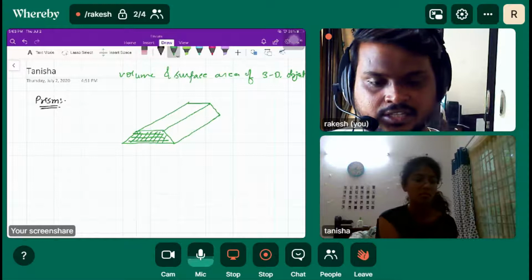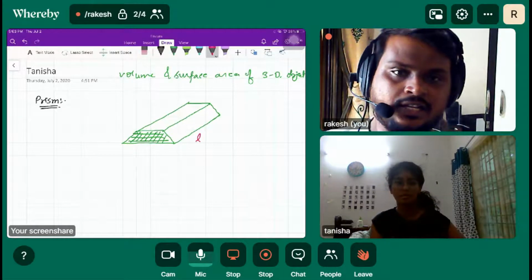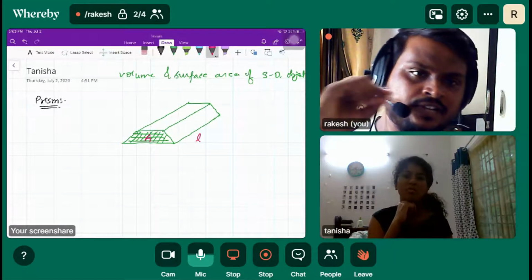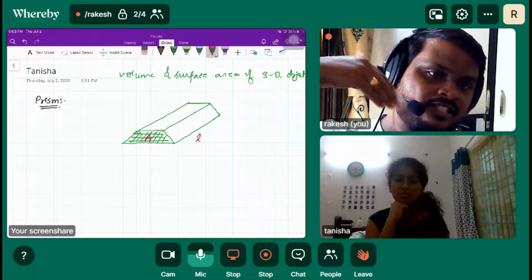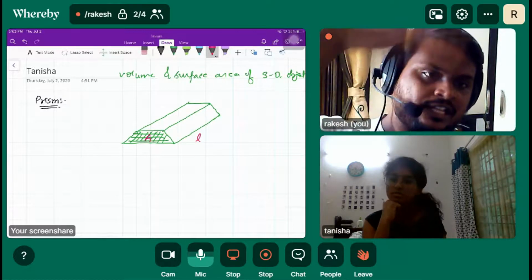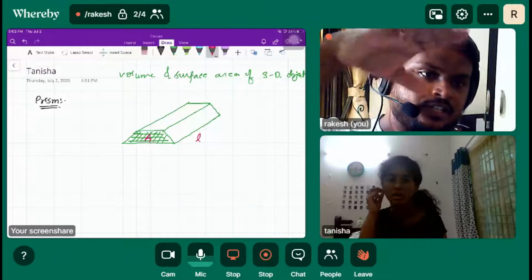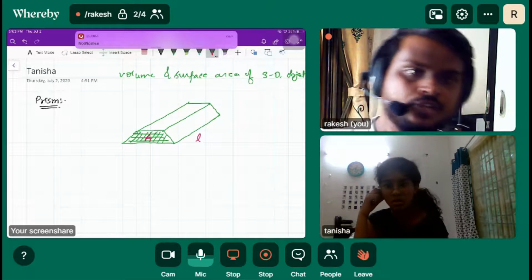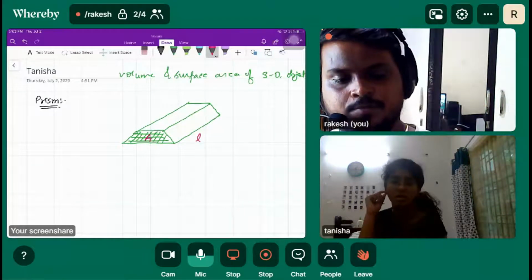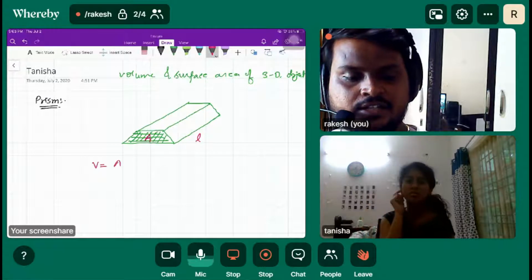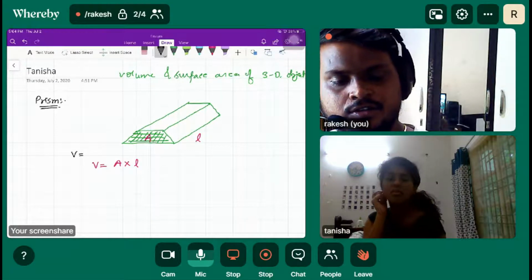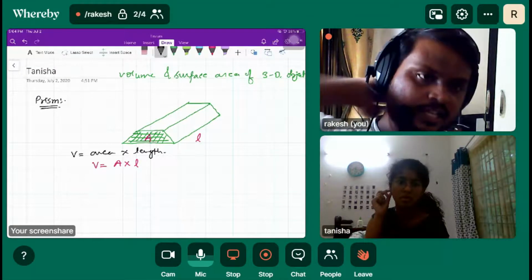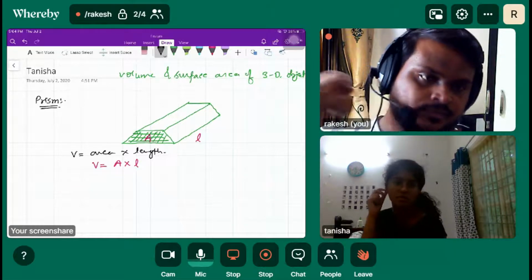Are you getting that? See, the length of this prism is, let's say, L, and the area of this cross section is A. This cross section A is repetitive, going along the length all over. If you cut the object, you'll find the cross section as trapezium only, right? So the volume of the prism would be A into L, which is area of cross section into length. Understood?